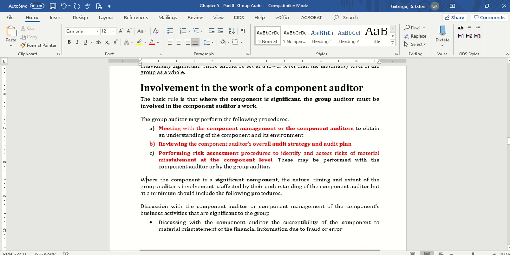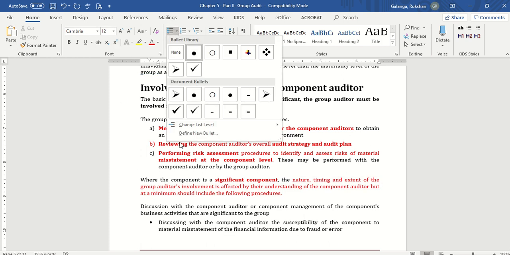Remember, where the component is a significant component, right, where the subsidiary company or the component is a significant component, the nature, time and extent of the group auditor's involvement is affected by their understanding of the component auditor, but at a minimum should include the following procedures, right? If it is a significant component, at least you should do these things with the component auditor, right? What you should do, right? Here you can see what you should do.